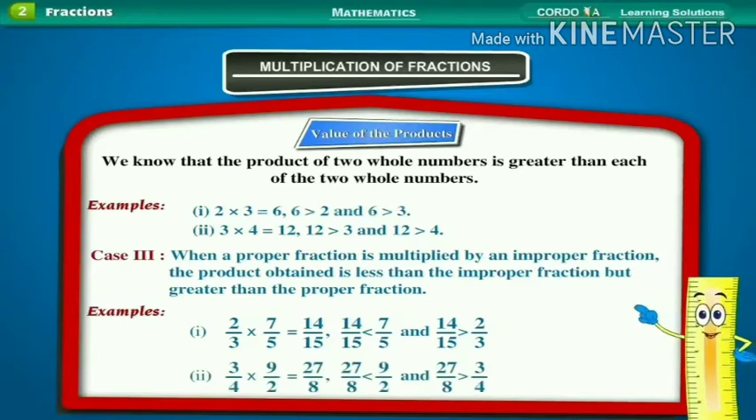3 upon 4 into 9 upon 2 is equal to 27 upon 8. 27 upon 8 is less than 9 upon 2 and 27 upon 8 is greater than 3 upon 4.